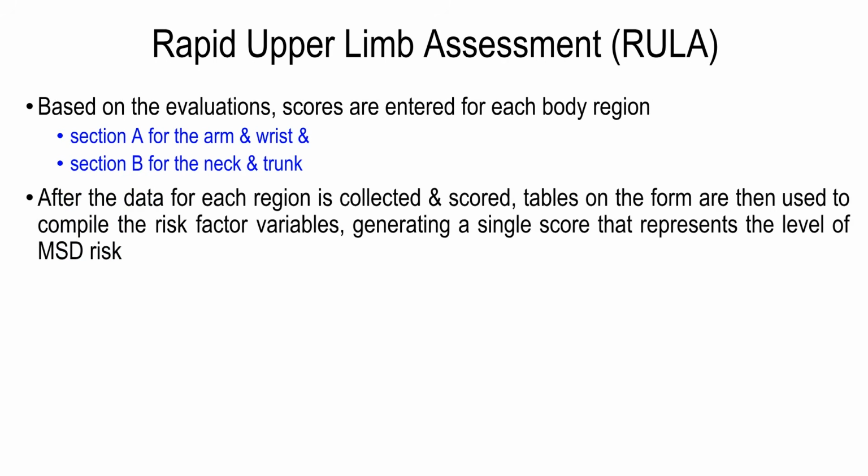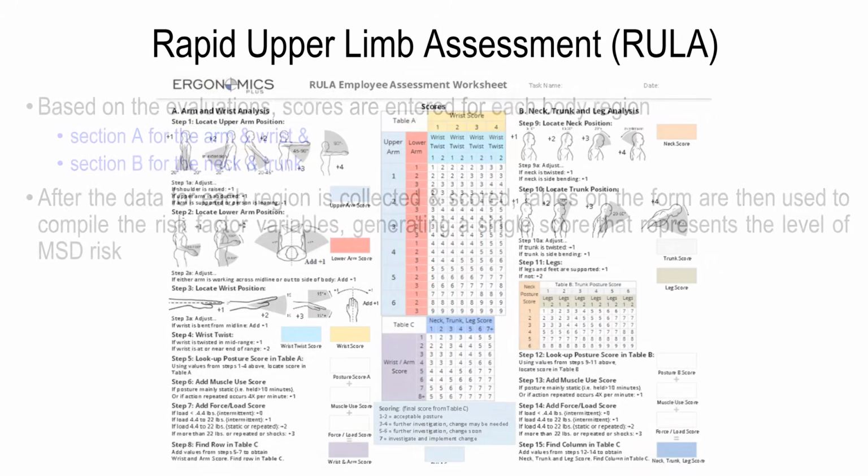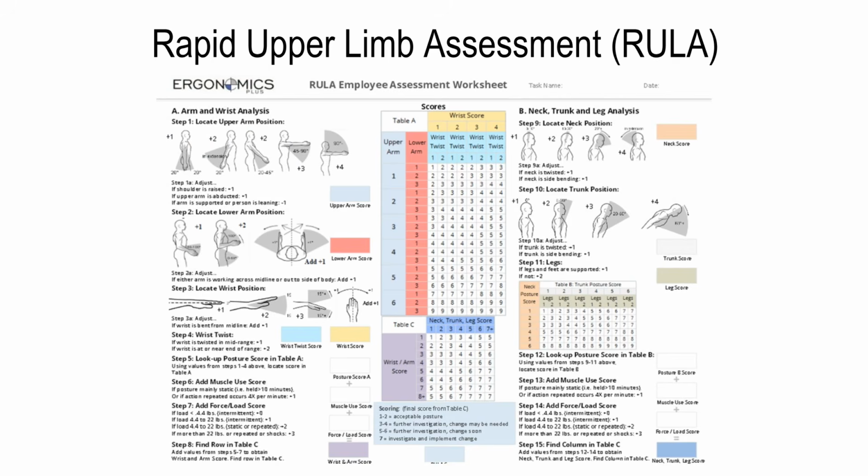In RULA, scores are entered for two body regions, Section A for the arm and wrist, and Section B for the neck and trunk. Data for each region is collected and scored, generating a single value representing the level of musculoskeletal disorder risk. Here is the RULA Employee Assessment Worksheet. This tool details the steps for scoring arm, wrist, neck, and trunk positions, as well as muscle use and force/load.